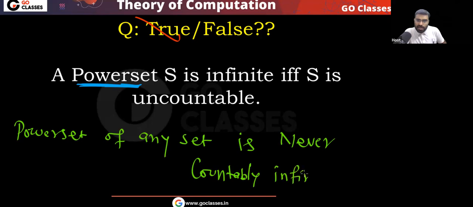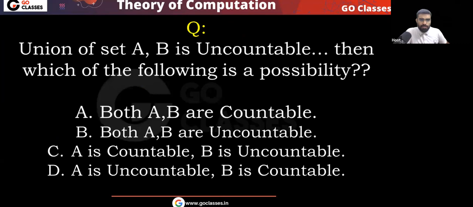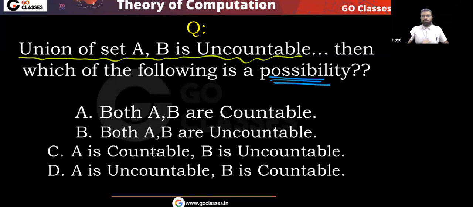Countably infinite. Okay, let's move on. Tell me the answer for this question. Union of set A, set B is uncountable. This is given to you. Then what is a possibility? Which of the following is a possibility?